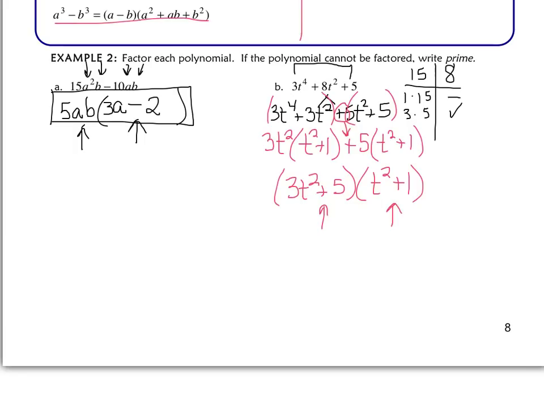So you look at 3t squared plus 5. Can you factor that anymore? No, it's 2 terms, so we're looking for a special rule from above. It's not a difference of 2 squares or a sum or difference of 2 cubes, so we can't factor that further. And then t squared plus 1, there is no such thing as a sum of 2 squares. It's only a difference of 2 squares, so because there's a plus sign there, we can't do anything more. So our final answer is 3t squared plus 5 times t squared plus 1.